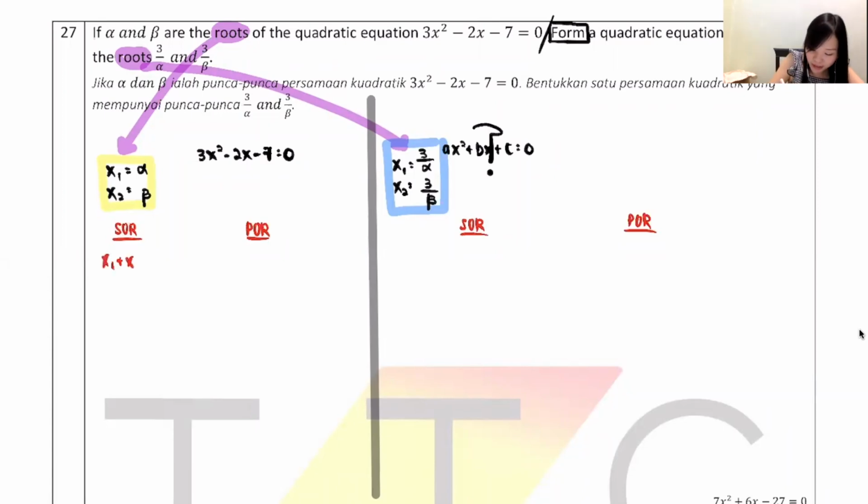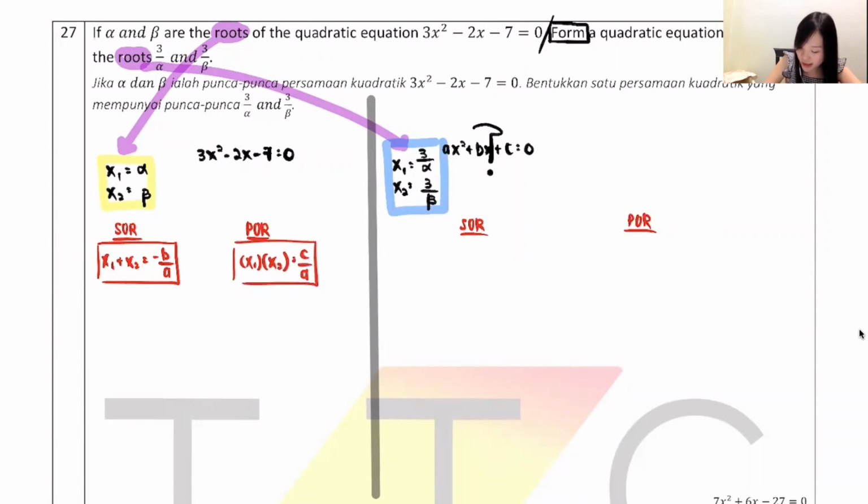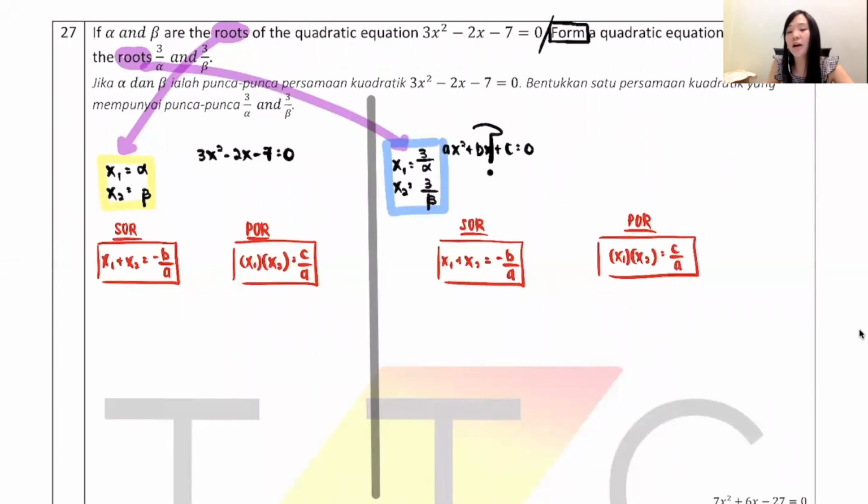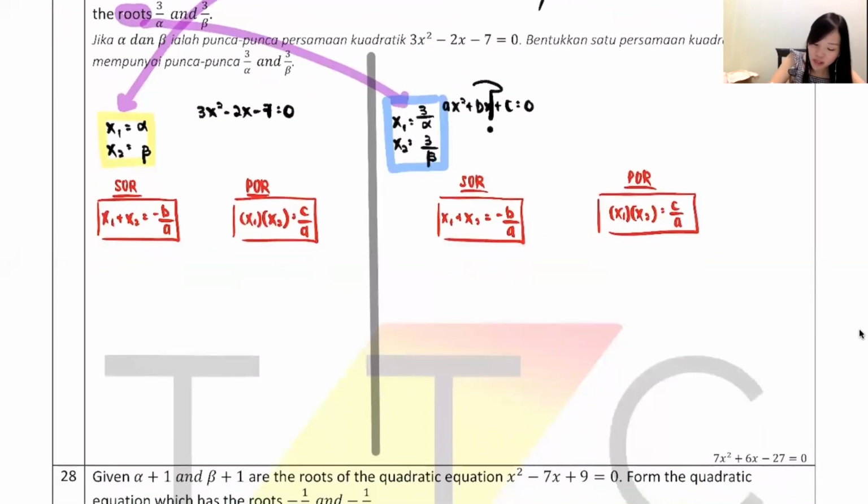So I do again now, my dear. SOR formula is this. POR formula is this. All the formulas I expect you guys to memorize yourself, so I just write them out. Okay, I start. So my dear, for the left side, x1 is alpha, x2 is beta. Alpha plus beta equals negative b over a.